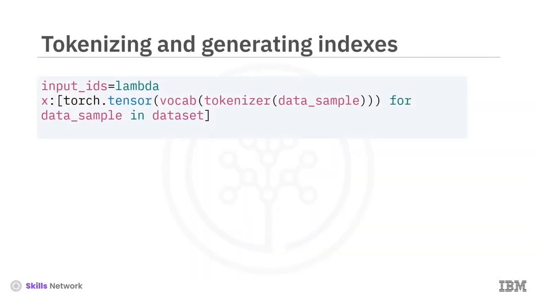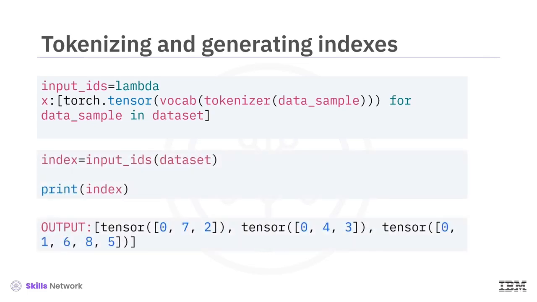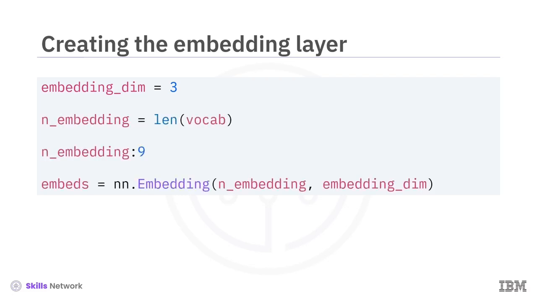The input_IDS function tokenizes and generates the indexes for each data sample. These indexes are stored in the list index, where each element in the list is the indexes for the different documents. You can initiate the embedding layer and specify the dimension size of the embeddings. Next, determine the count of unique tokens present in the vocabulary. Now create the embedding layer embeds using the nn.embedding constructor.